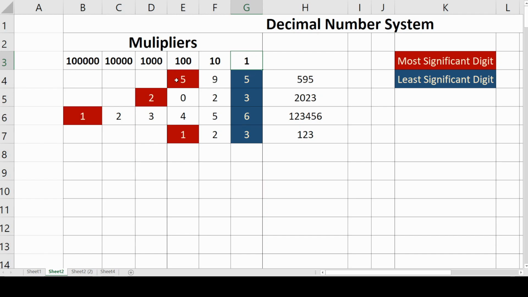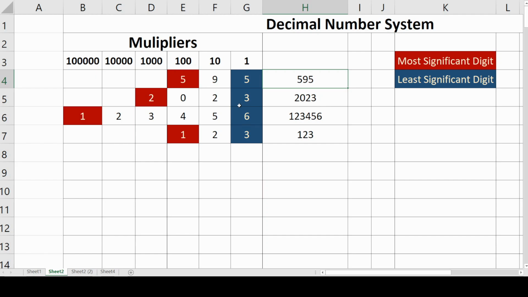So what does this 595 actually denote? 595 basically denotes 5 multiplied by 1 plus 9 multiplied by 10 plus 5 multiplied by 100. So it is 500 plus 90 plus 5, which becomes 595. So that is the final number that we got. Okay. Similarly, if you have a number 2023, 3 is on the units place, 2 is on the tens place, 0 is on the hundreds place, and 2 is on the thousands place. So 2 into 1000 plus 0 into 100 plus 2 into 10 plus 3 into 1 becomes 2023.